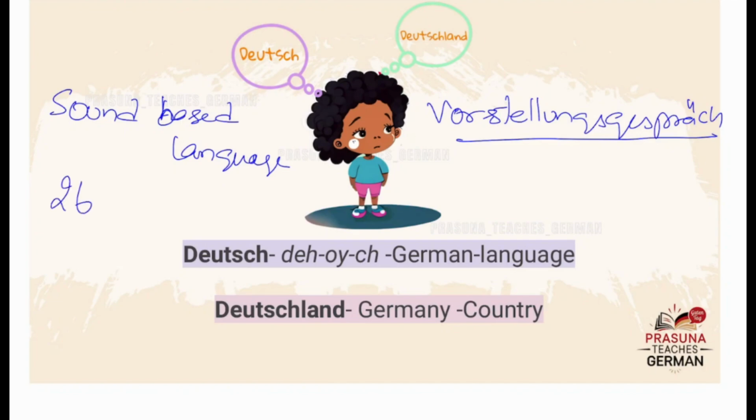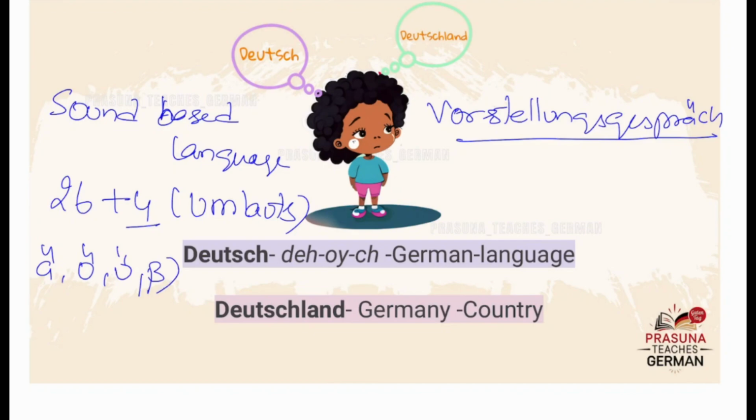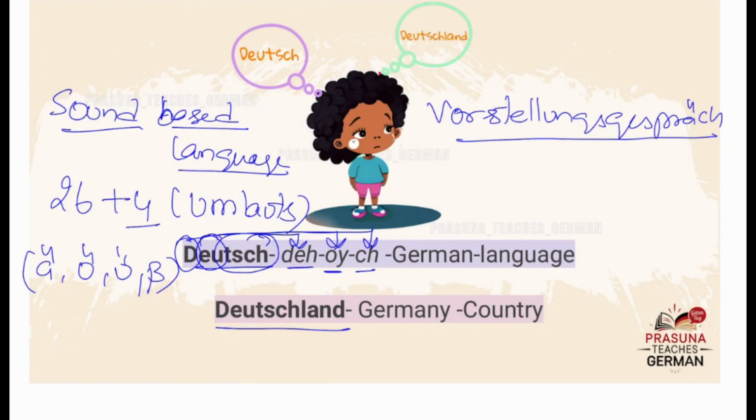Second, the best part is the script is just like English, 26 alphabets. Apart from that, 4 extra characters, called umlauts. They are A umlaut, O umlaut, U umlaut and ß. As I told, it's a sound-based language. How can we pronounce these two words? The D will go with the sound de, EU will go with the sound oy, and TSCH will go with the sound ch. Deutsch is nothing but German, and it is a language. Deutschland is Germany, and it is a country.